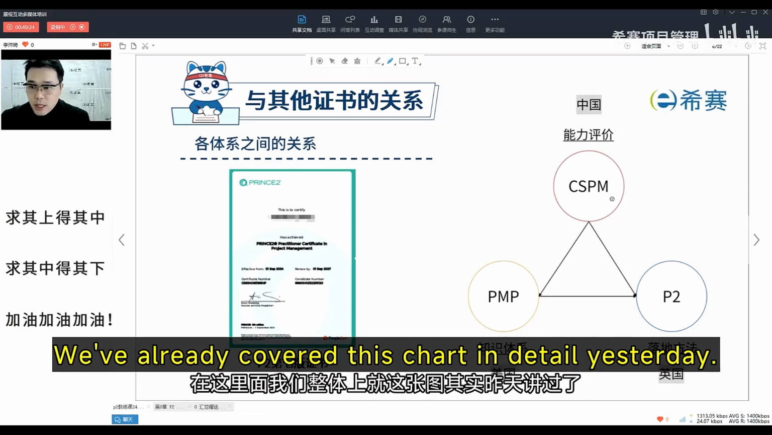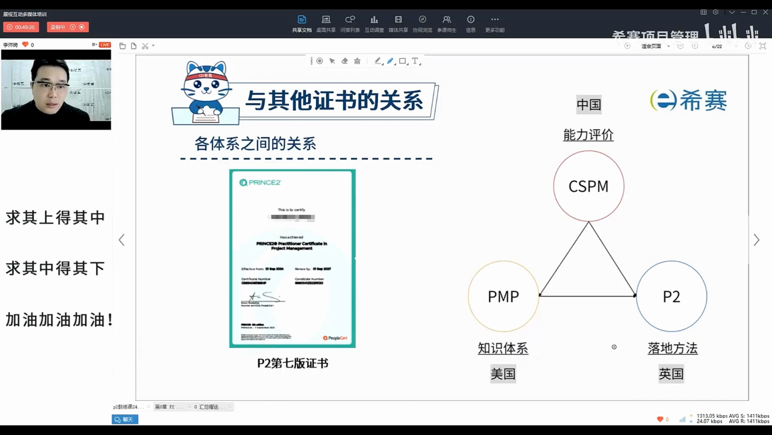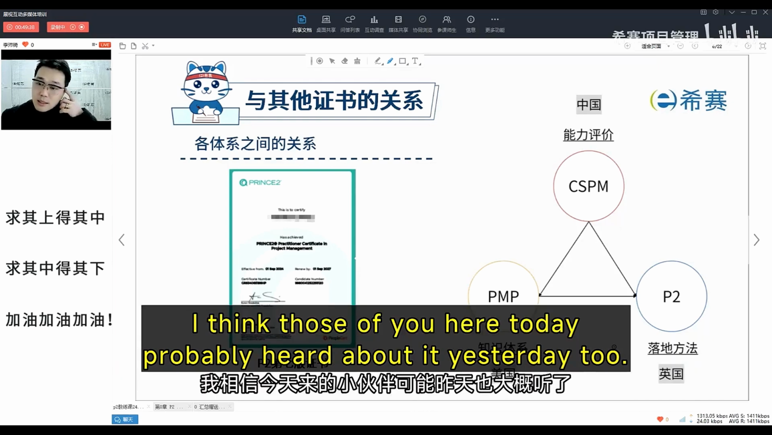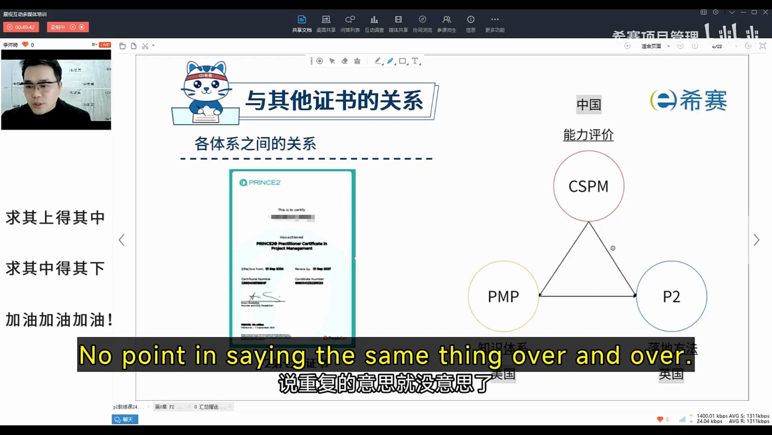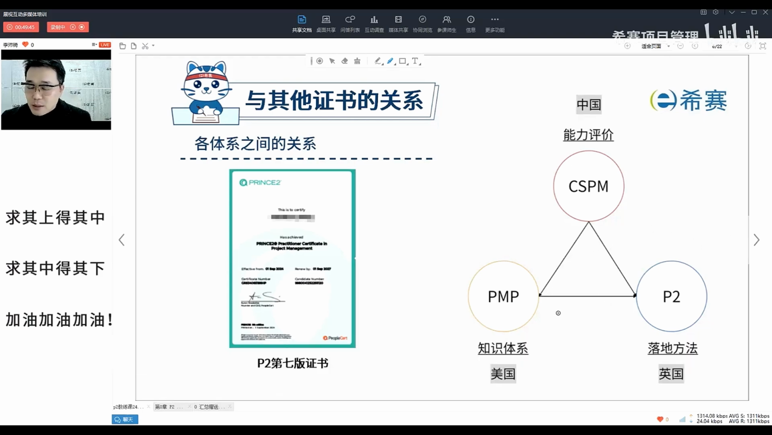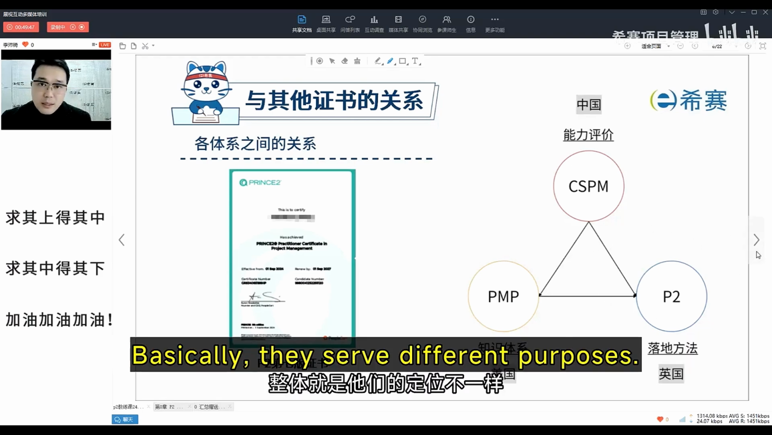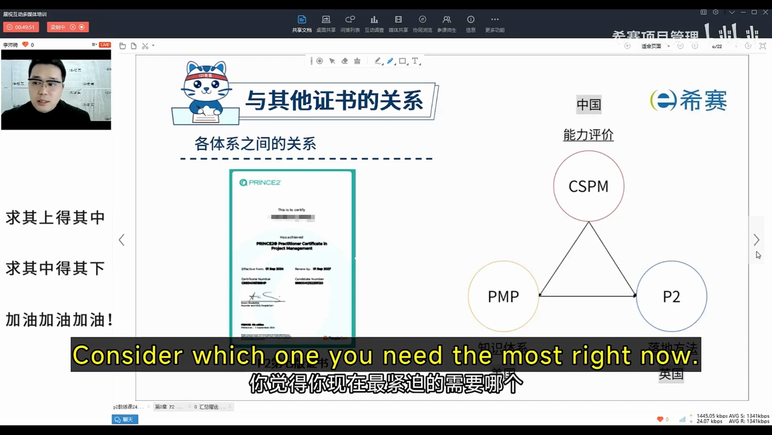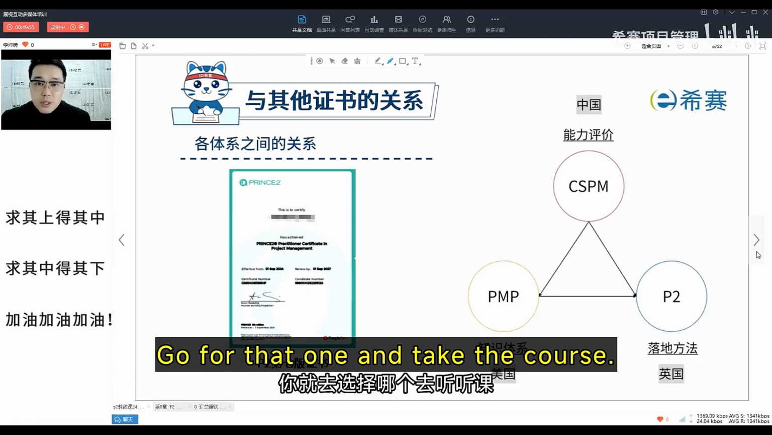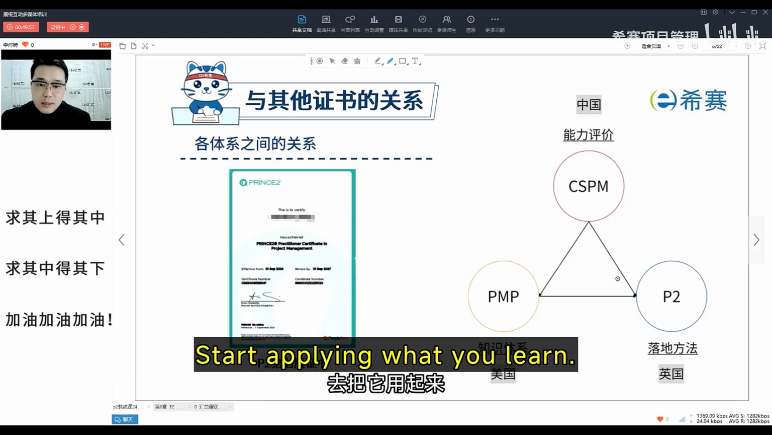We've already covered this chart in detail yesterday. I think those of you here today probably heard about it yesterday too. I'll wrap this up now. No point in saying the same thing over and over. Basically, they serve different purposes. Pick the one that suits you best. Consider which one you need the most right now. Go for that one and take the course. Start applying what you learn.